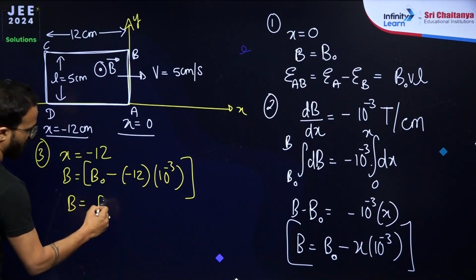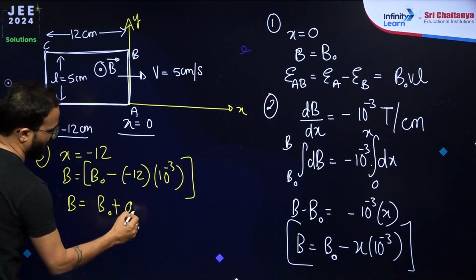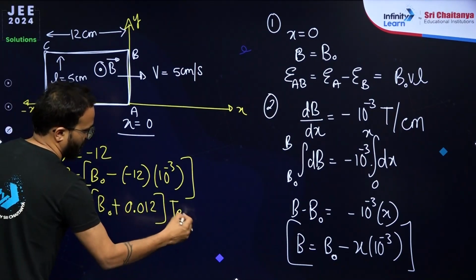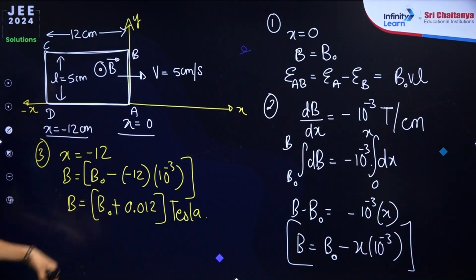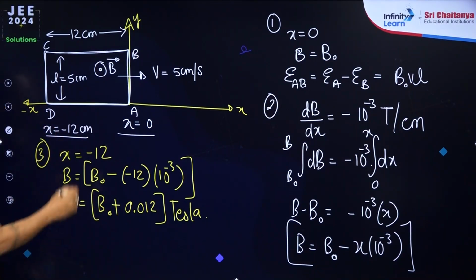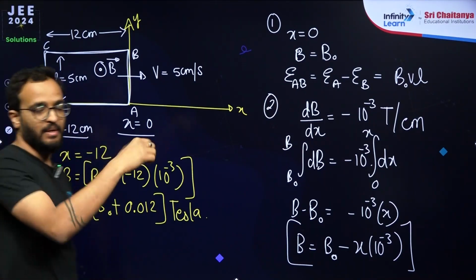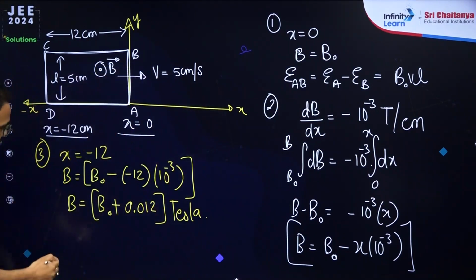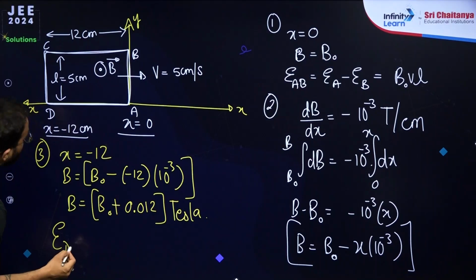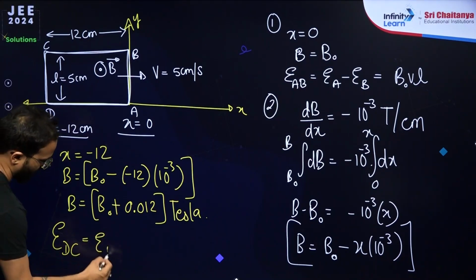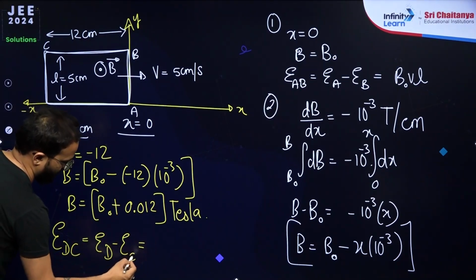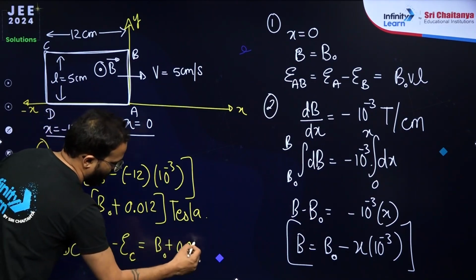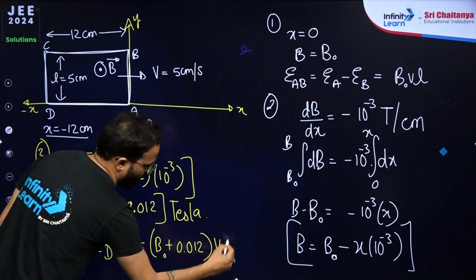So B will be B naught minus, or rather plus, 0.012 Tesla, right? So once you know this, what is the direction of velocity here? The magnetic field is outward. So V cross B means the lower portion will have higher potential. So EMF DC will be B naught plus 0.012 into VL.